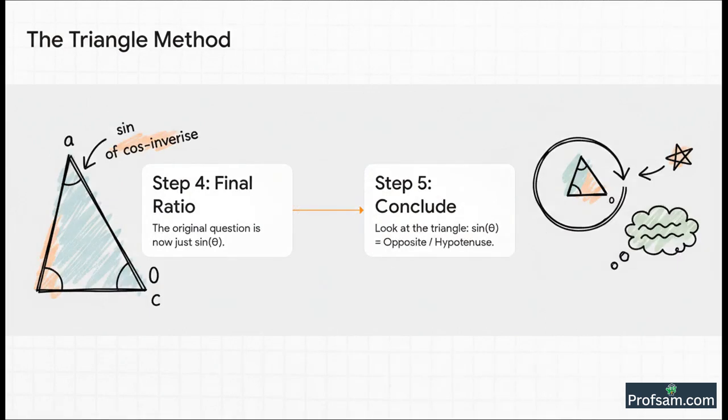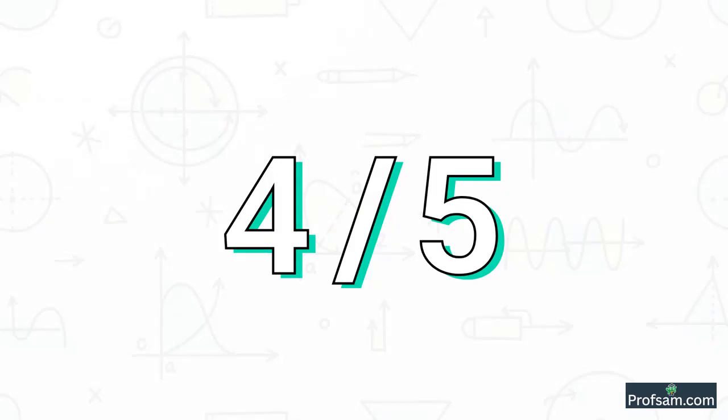And now for the final step, let's go back to our original question. It was sine of cos inverse of 3 by 5. But remember, in step 1, we replaced that whole messy inside part with the simple name theta. So the complicated question has just become, what is sine of theta? See? So much simpler. And to find sine of theta, all we have to do is look at the triangle we drew. Sine is opposite over hypotenuse, which, from our triangle, is just 4 over 5. And that's it. That's the final answer.